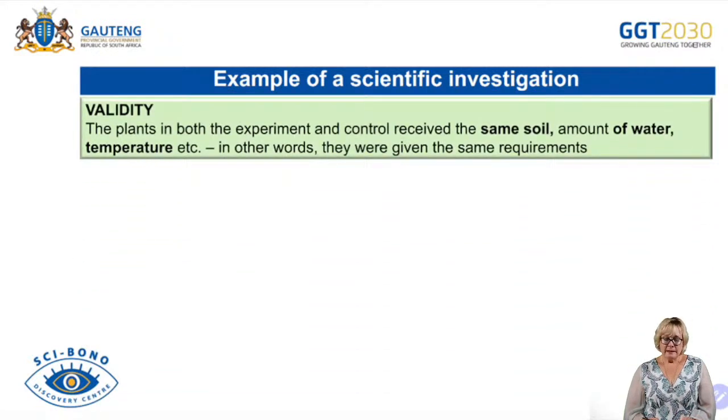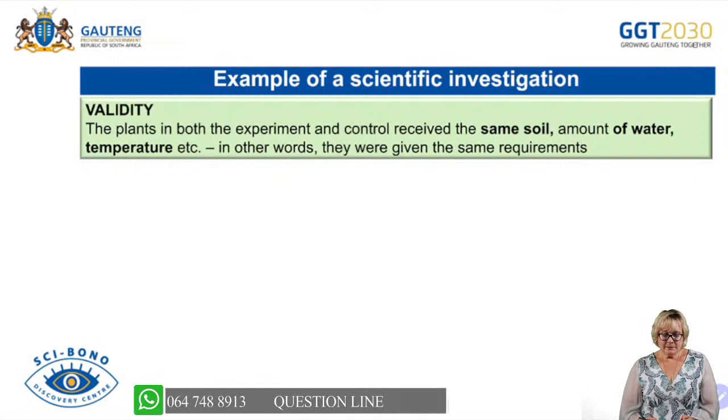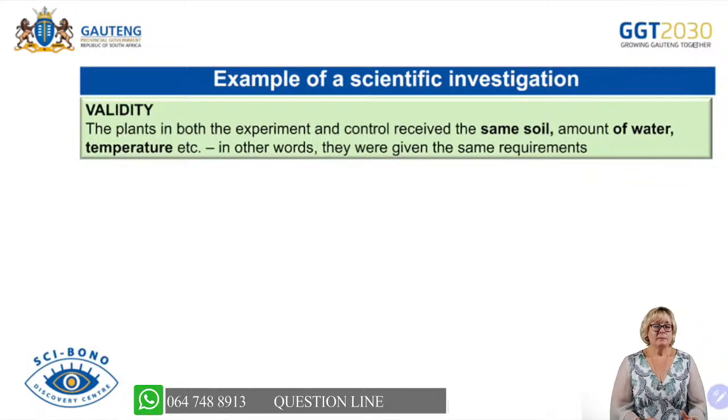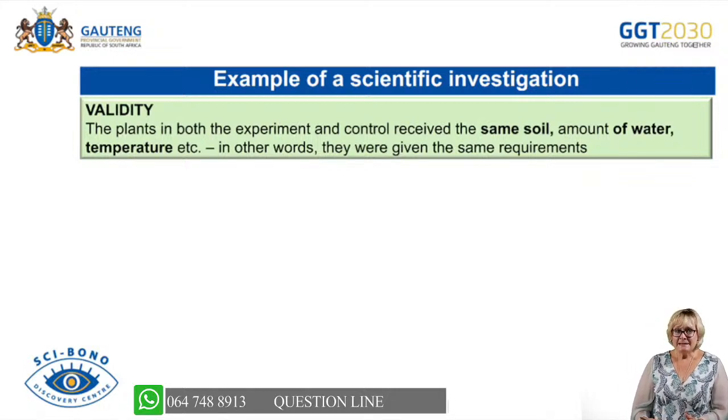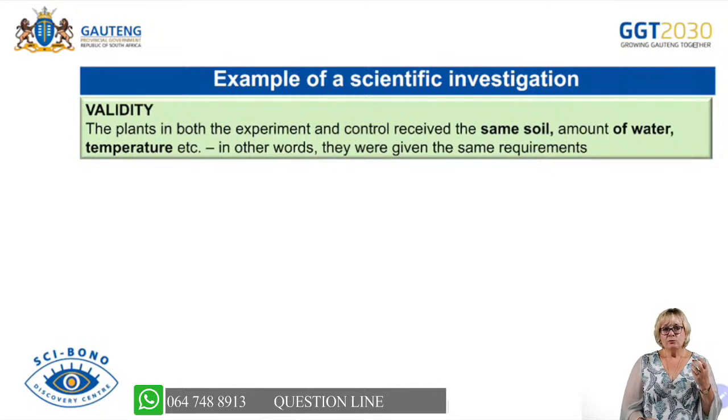Validity. The plants in both the experiment and control received the same soil, amount of water, temperature, etc. In other words, they were given the same requirements. Remember what I said? Validity is all about the steps, the how did you do this experiment. And when you get a question like this, look for the words.